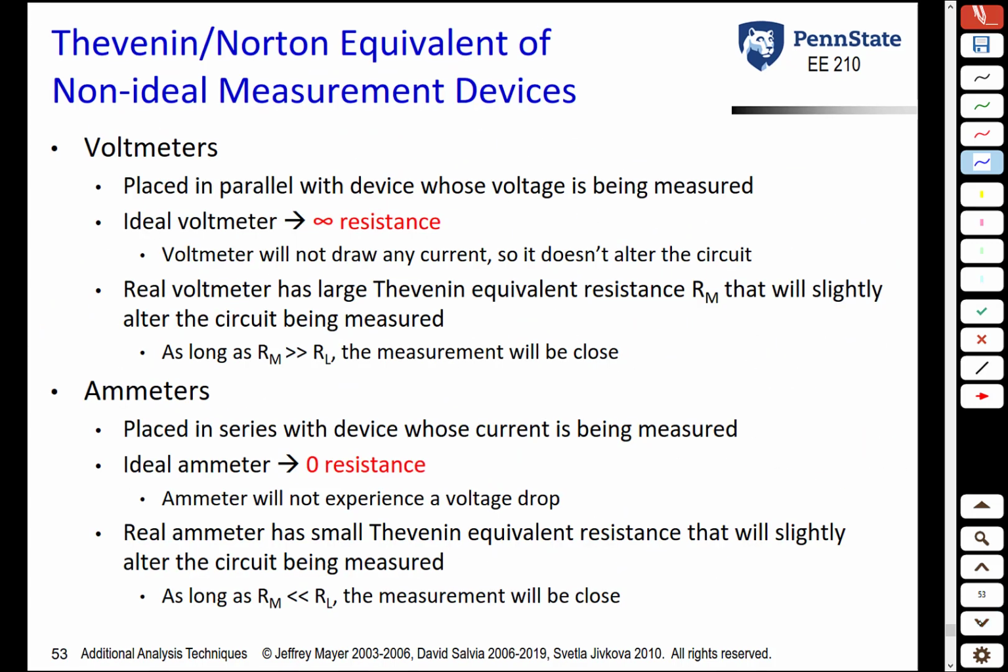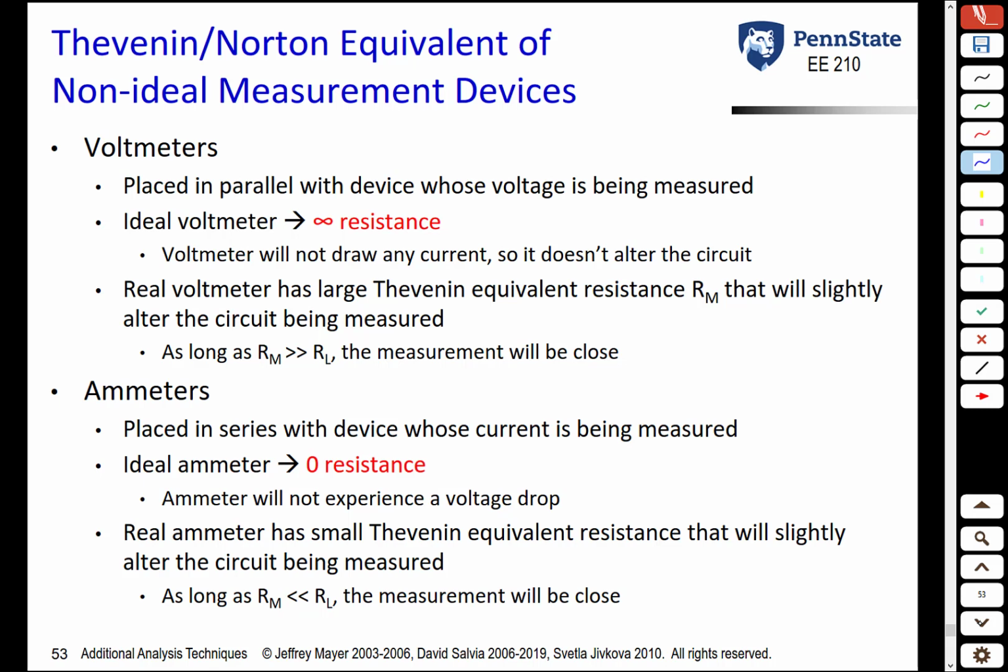The final topic we're going to look at in this packet of notes is the Thevenin-Norton equivalent of non-ideal measurement devices. In lab, for example, you've been using voltmeters and ammeters to measure voltages and currents in the circuit. Likewise, you've been using the oscilloscope to measure voltages in the circuit. And we've always assumed that when we connect up the voltmeter or the ammeter or the oscilloscope to the circuit, that we're not changing the circuit. But that's really not what happens. When you are connecting up a measurement device to the circuit, you are slightly changing the circuit, and you could use Thevenin's theorem to determine how you're changing the circuit.